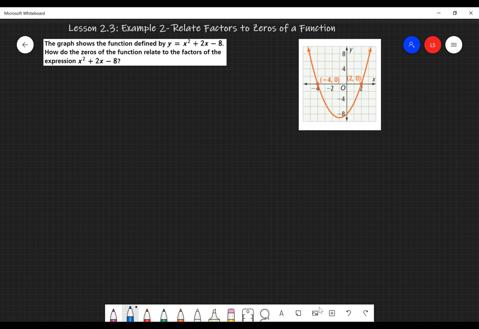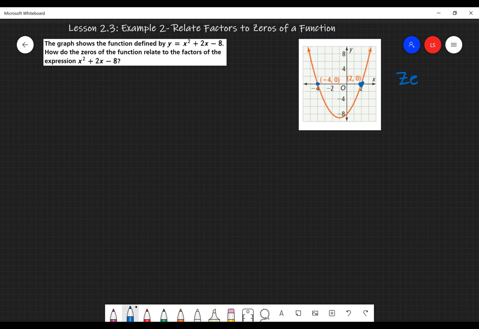This is lesson 2.3, example 2, and we're going to be going over how you can find the relationship between the factors of a quadratic function and the zeros of that function on its graph. So they say the graph shows the function defined by y equals x squared plus 2x minus 8. If we take a look at this graph, we see that they've already identified the zeros for us. And when they say zeros, what they really mean are x-intercepts.